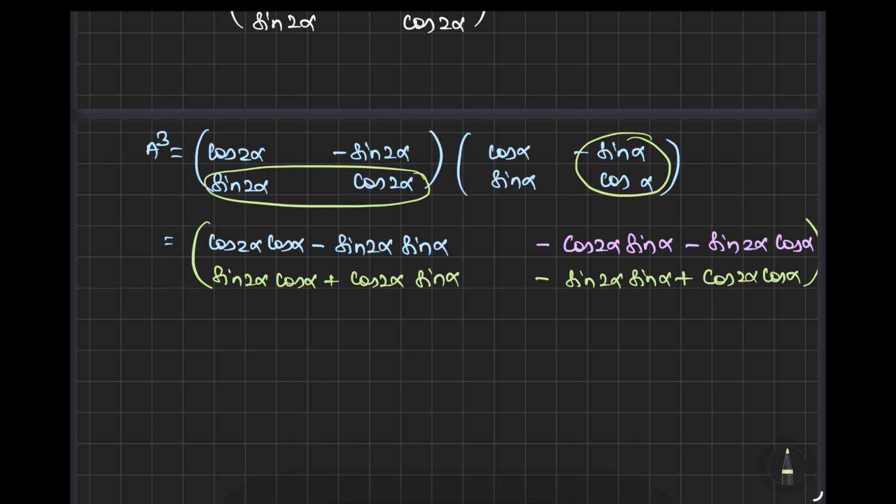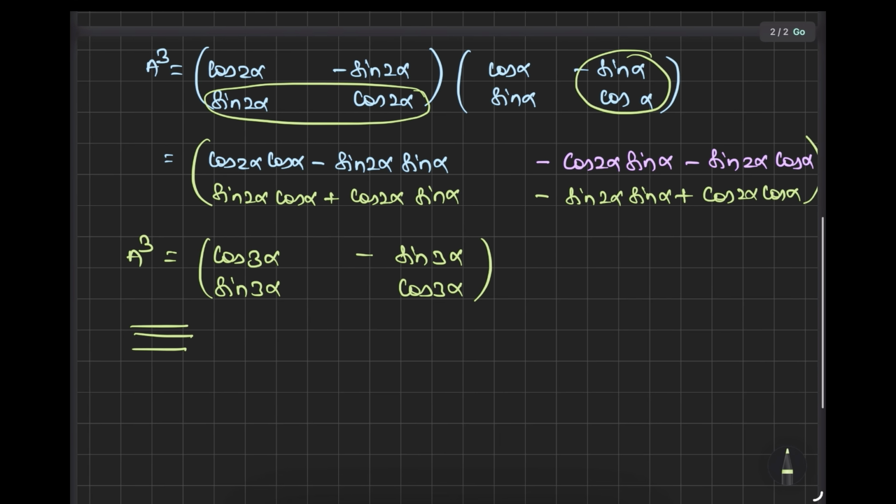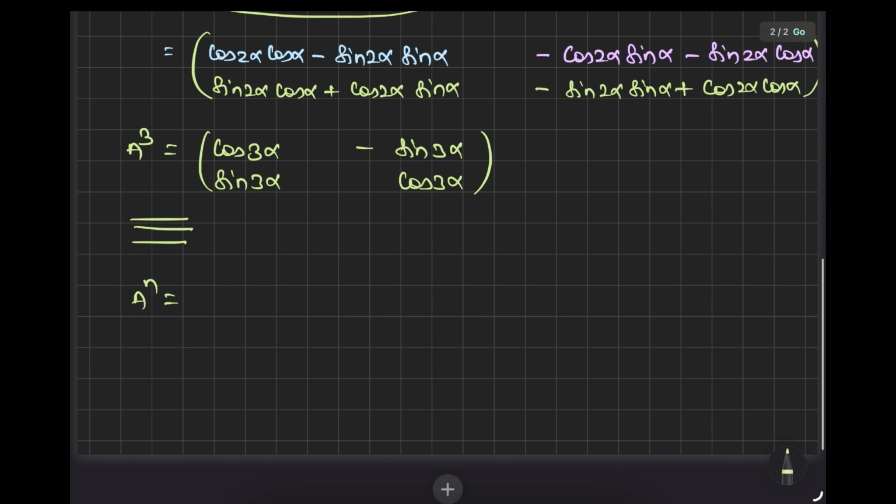Now just write down the final result. So it is cos A cos B minus sin A sin B. So it is cos A plus B. So it is cos 3 alpha. Now you guys can connect. So it is sin 3 alpha, minus sin 3 alpha, cos 3 alpha. So you got your A cube. So whatever be the power, you will have the coefficient. So A power n will become cos n alpha, minus sin n alpha, sin n alpha, cos n alpha.